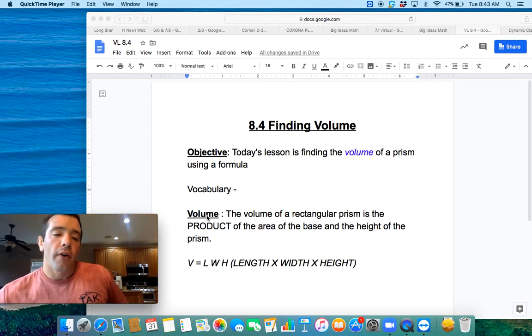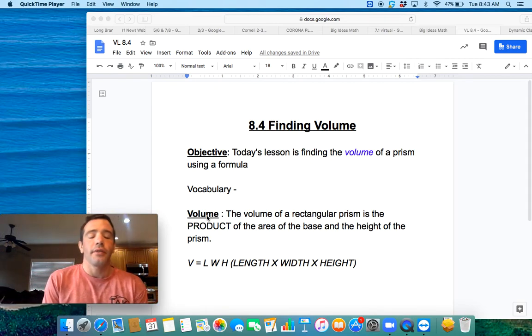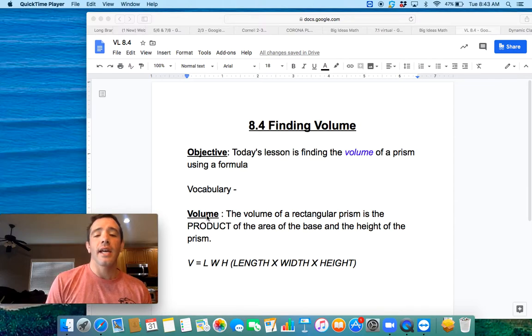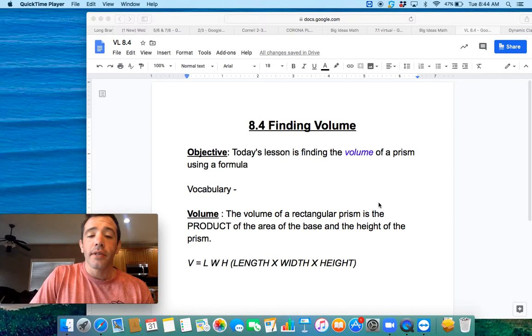So, there's a formula for volume. You guys have learned it. You've used it in elementary school. It's just raised up a little notch harder. For example, you may be missing a fractional edge, or you may have all fractional edges. So, the volume of a rectangular prism is the product of the area of the base and the height of the prism. Our formula that we will use is volume V is equal to L length, W width, H height.